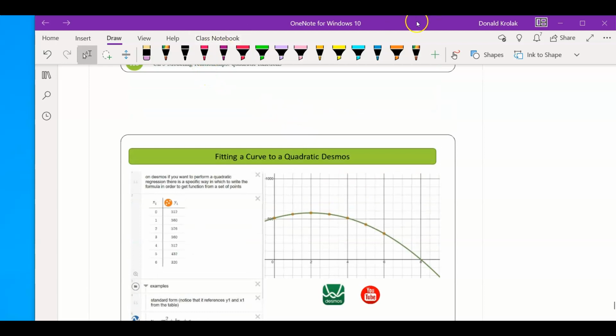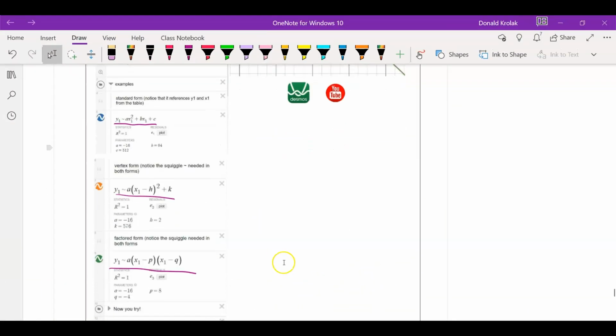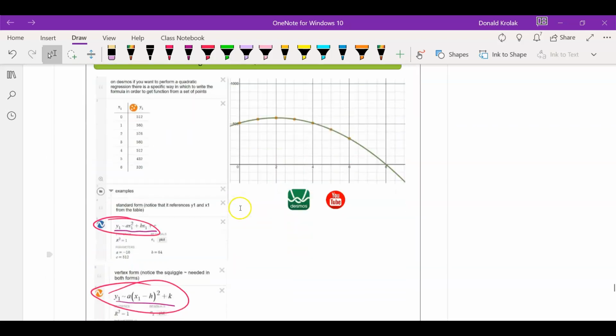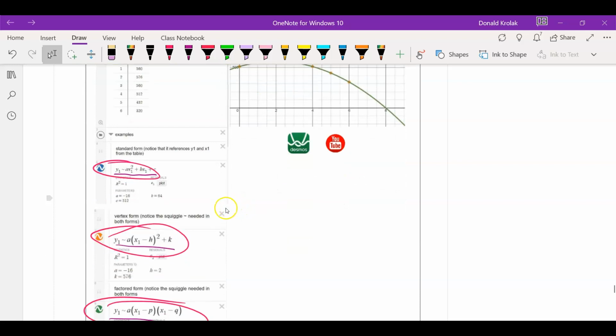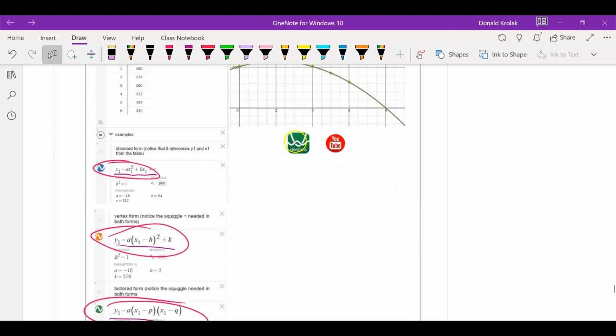Okay, so getting to the Desmos graph is really handy because you could do it any way you want. You can do it in general form, you can do it in vertex form, you can do it in intercept form. It'll put it. All right, so I'm going to open up Desmos. Just open up a file.